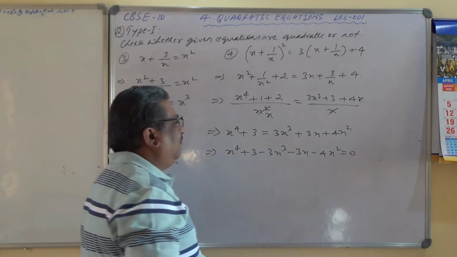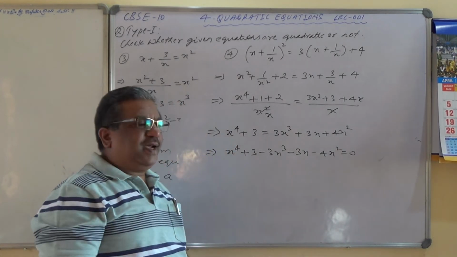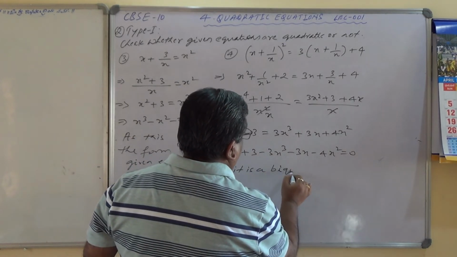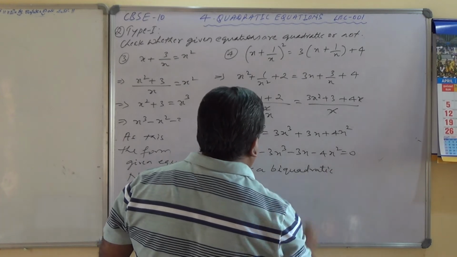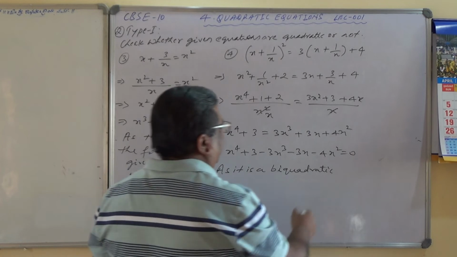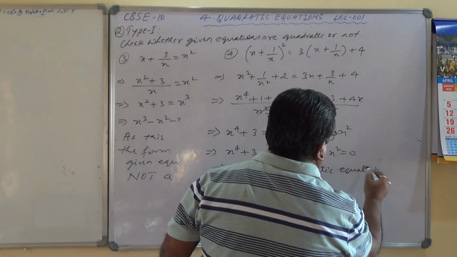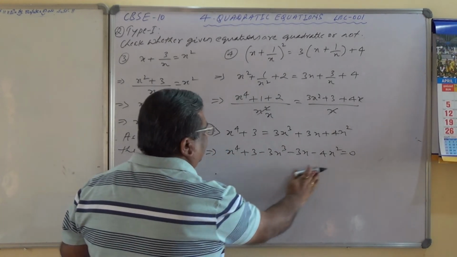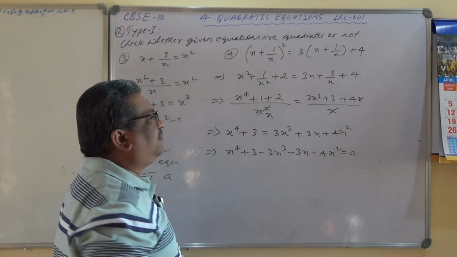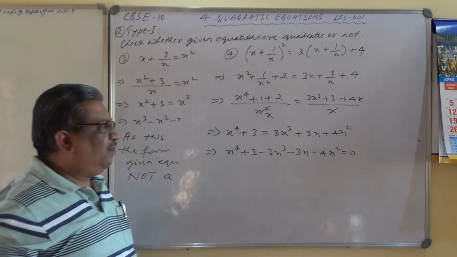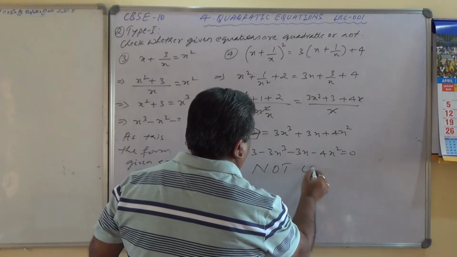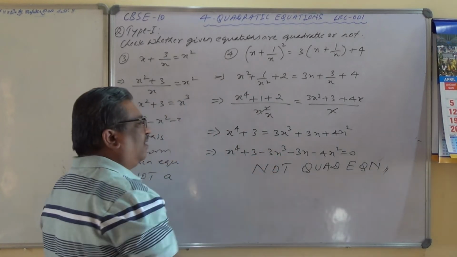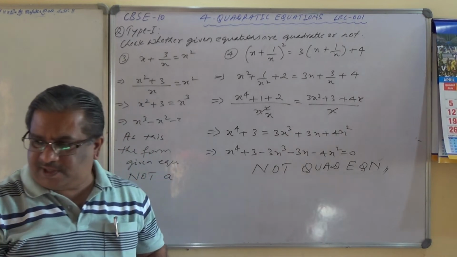So what I suggest over here, this is a biquadratic equation. Is it not a biquadratic equation? As it is a biquadratic equation, okay, I'll write like this. This is not a quadratic equation because it is not of the form ax square plus bx plus c equals 0 we can write. Okay, let me take one more problem, not quadratic equation. Why? It is a biquadratic, or you can also say it's not of the form ax square plus bx plus c equals 0.